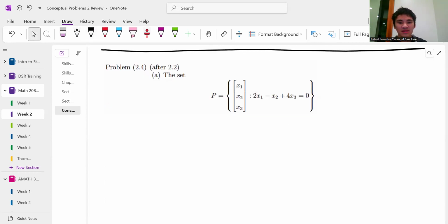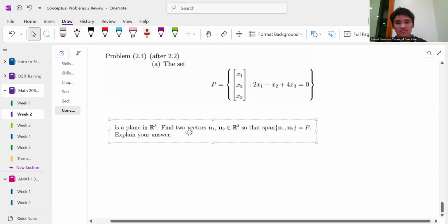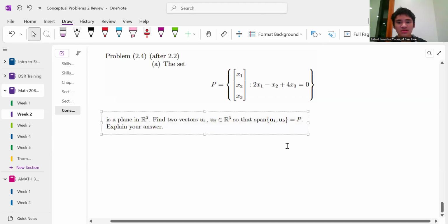Here we're given a set. So this is a set of vectors such that we have a plane. That thing is a plane in R3, has a normal vector (2, -1, 4). So here we want to find two vectors so that the span of these two vectors is that plane. How do we do that?